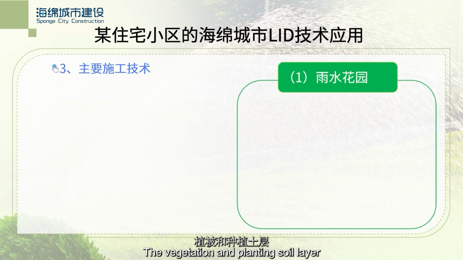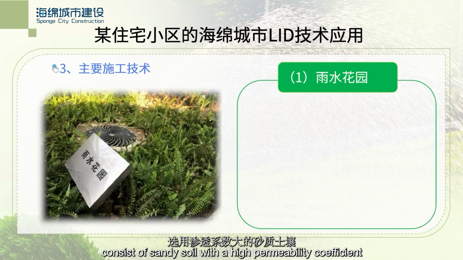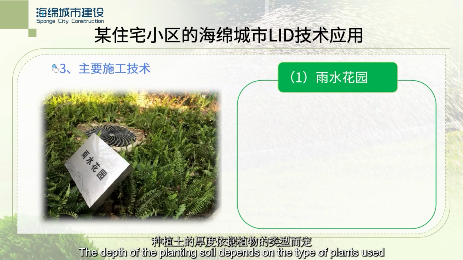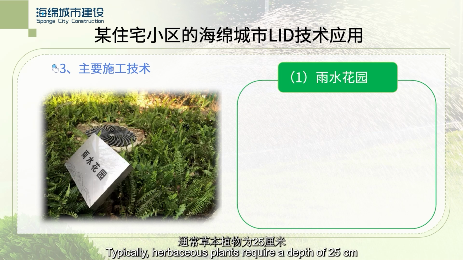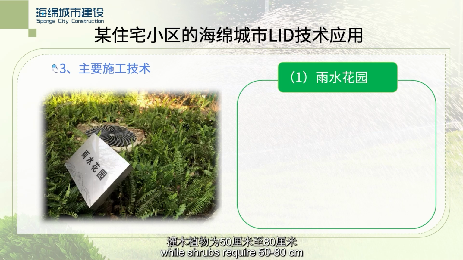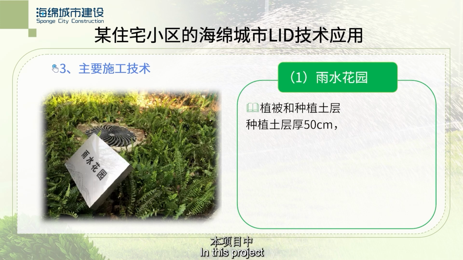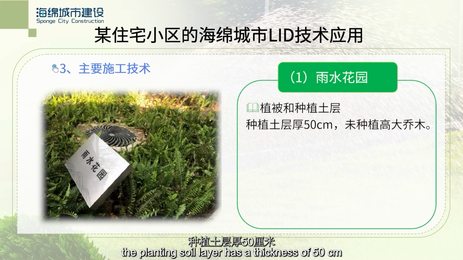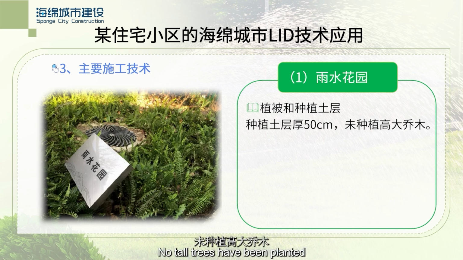The vegetation and planting soil layer consists of sandy soil with a high permeability coefficient. The depth of the planting soil depends on the type of plants used. Typically, herbaceous plants require a depth of 25 centimeters, while shrubs require 50 to 80 centimeters. In this project, the planting soil layer has a thickness of 50 centimeters. Not all trees have been planted.